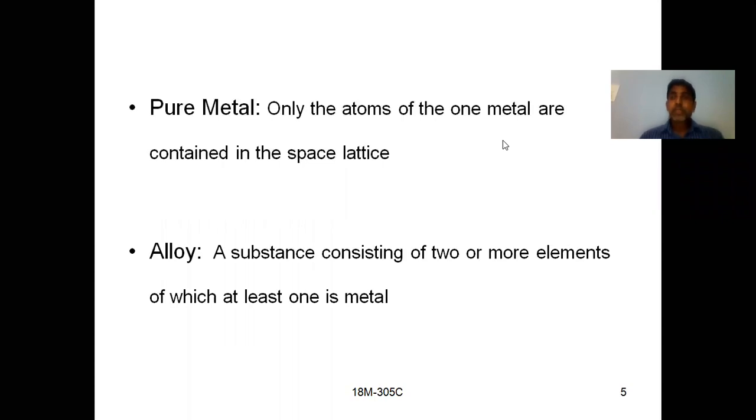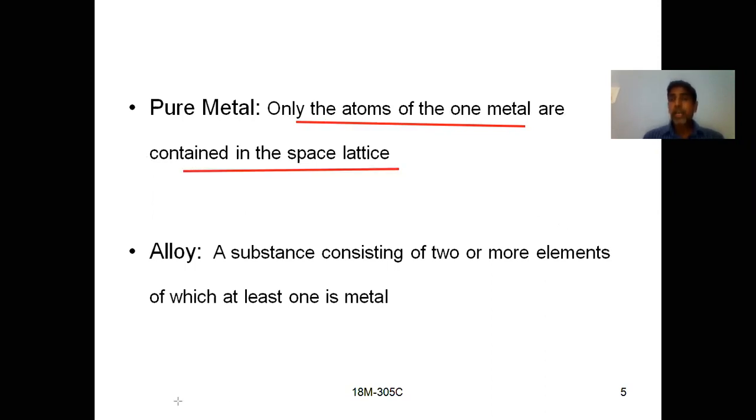See here, this definition we have already discussed in the previous session. Once again we will see. So what is meant by pure metal? What do you understand by a pure metal? Pure metal is nothing but only the atoms of one metal. That means all the atoms belong to only one metal. So if you take a pure metal, you are having only one type of metal atoms. Whatever atoms you take, they belong to only one metal. So that is a pure metal, and they are contained in a space lattice.